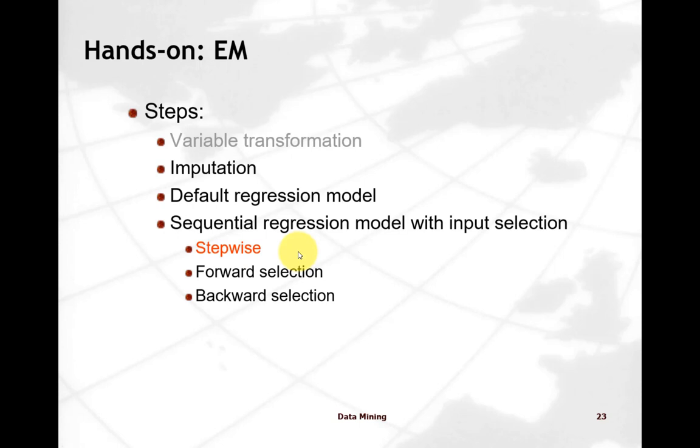So stepwise is what I trained as the second regression, right? And forward and backward selection is as I explained. Stepwise combines the two and does an iterative alternation of the two processes.